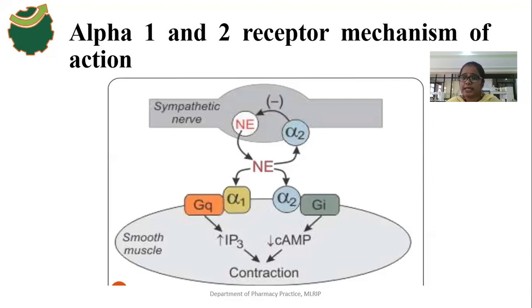Then what will happen? The MLCK levels decrease, which means what will happen? The phosphorylation of myosin protein will decrease. Okay, so the phosphorylation of myosin protein decreases, which means what will happen? The contraction effect will be reduced. Okay, there is a decrease in the response of contraction.